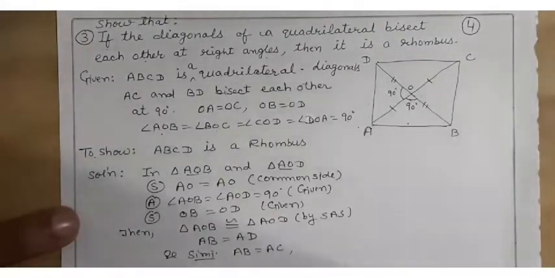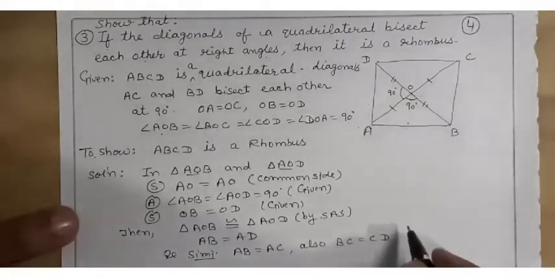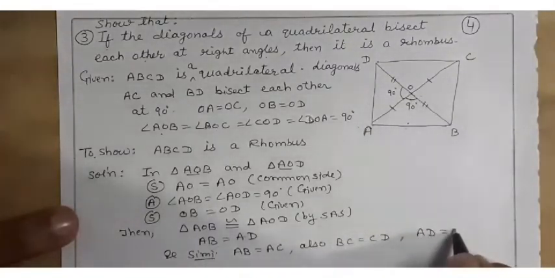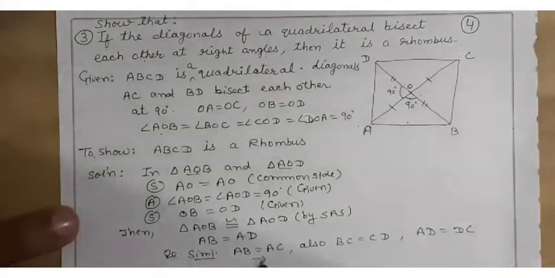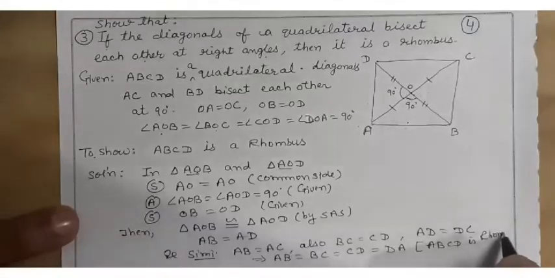Or you can get BC equal to CD. Also, you can get AD equal to DC. It means you can get AB equal to BC equal to CD equal to DA. So it means your ABCD is a rhombus.